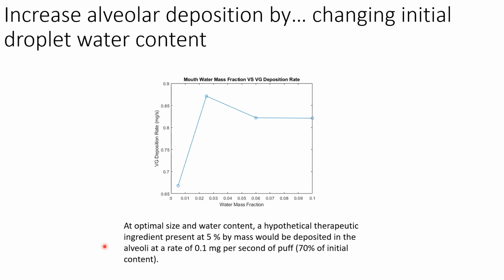So we could work out the dosage. So with the optimal size distribution and water content, a hypothetical therapeutic ingredient present at 5% by mass in the inhaled droplets would be deposited in the alveoli at a rate of 0.1 milligram per second of puff. So that means 70% of the initial content of therapeutic compound would be delivered to the alveoli.